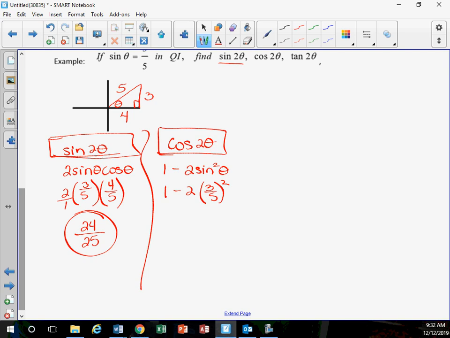Got to square it. So homework 23 and 24. Let's do the double angle throughout it. It's just front and back. Just all the double angle ones too. No fractions.